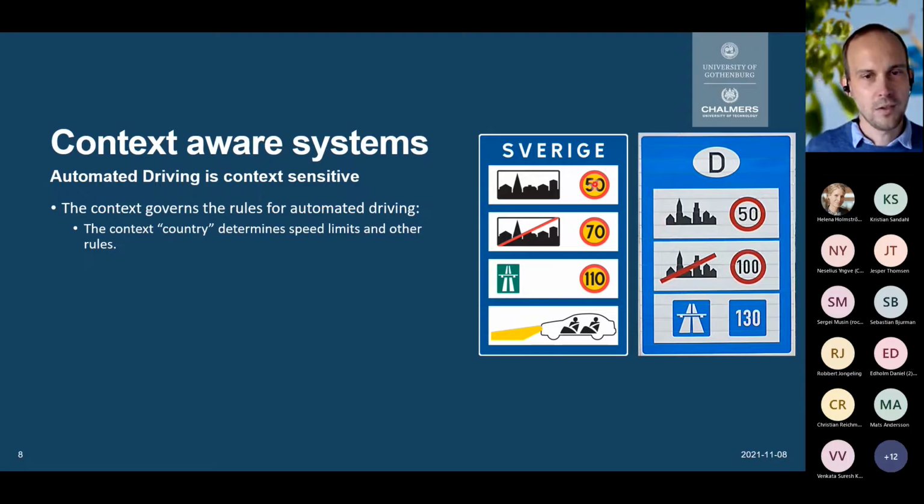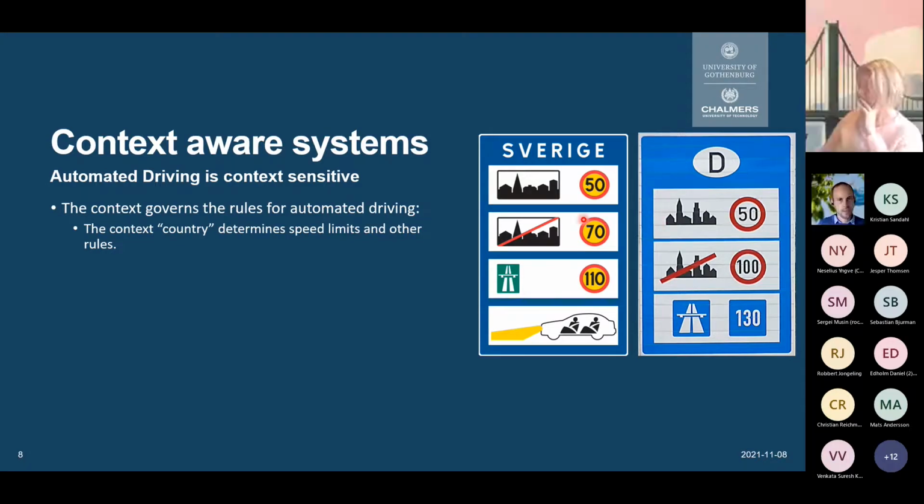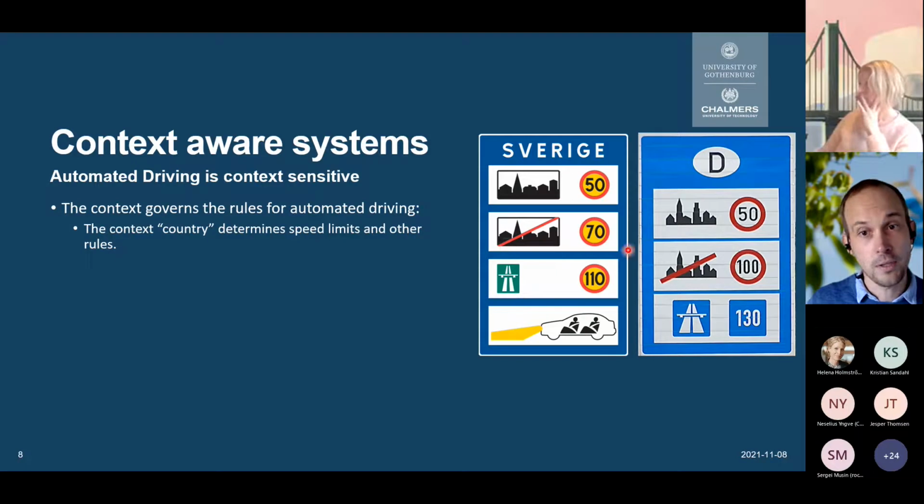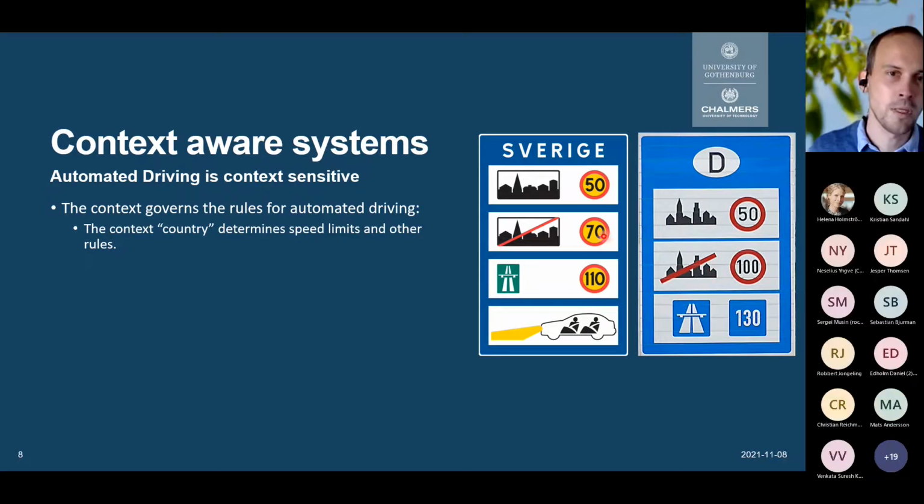However, the context in Sweden is different. Here, when you're outside of a city, you're not allowed to drive 100 kilometers per hour. You're only allowed to drive 70 kilometers per hour. And motorways, of course, have a speed limit of 110. Plus, the sign also tells you that in the context of Sweden, you actually have to put on your headlights every time, even during the day, when you are driving, unlike in Germany.